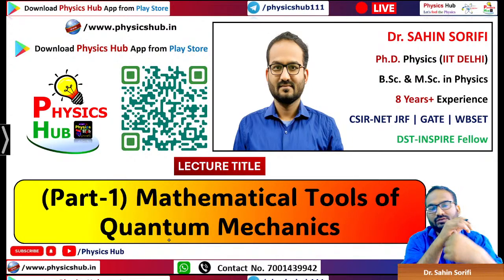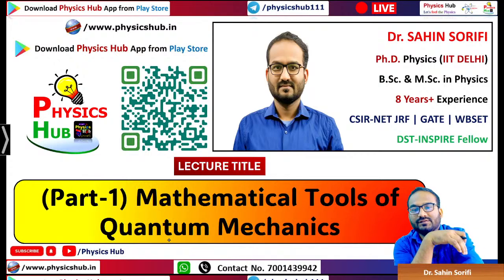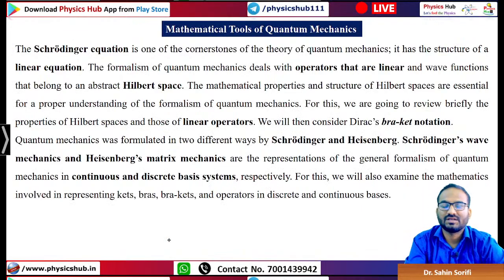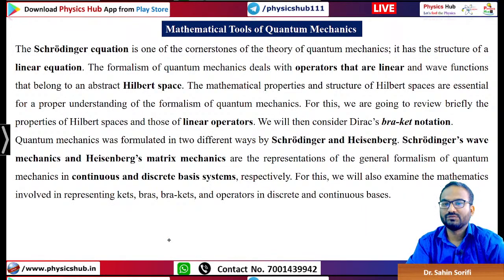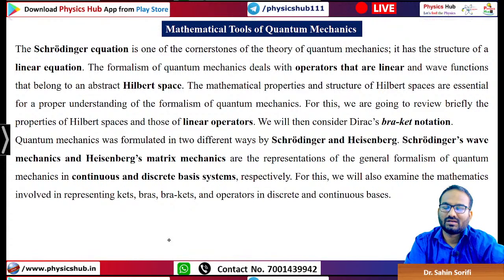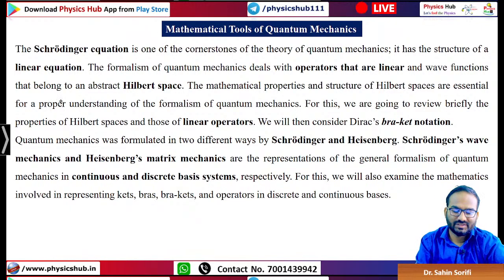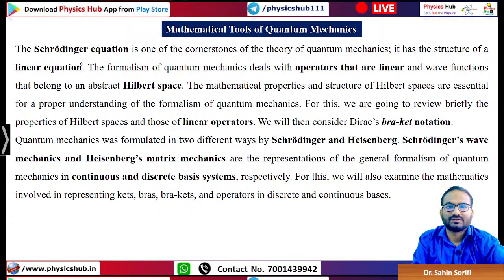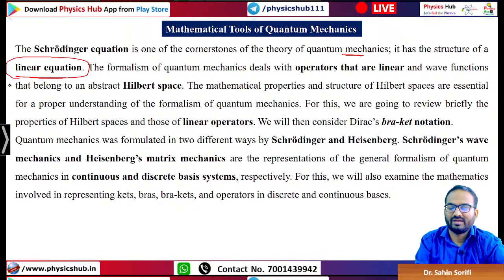Mathematical tools of quantum mechanics. These tools are very essential in understanding the upcoming topics which we'll be dealing with in the upcoming discussion of quantum mechanics. The Schrodinger equation is the basis of quantum mechanics. The Schrodinger equation is one of the cornerstones of the theory of quantum mechanics. It has the structure of a linear equation. Schrodinger equation is a linear equation. There is no higher power.